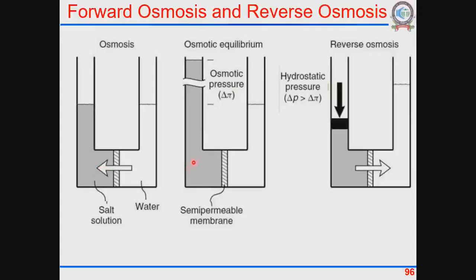If I apply pressure on this side to stop this water flow, the pressure at which this water flow is stopped is called osmotic pressure. Right? If I apply pressure more than this osmotic pressure, water will actually go from the salt solution into the fresh water side. That's how we are able to recover water, remove water from salt solution, say seawater, and make water potable. So that's called reverse osmosis.